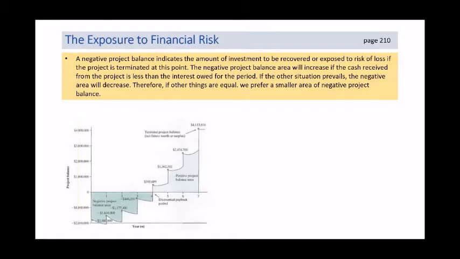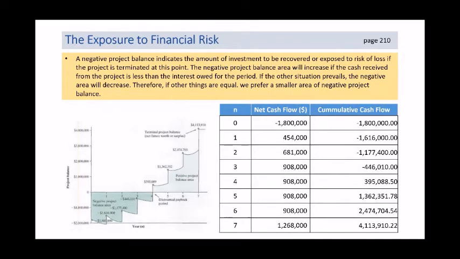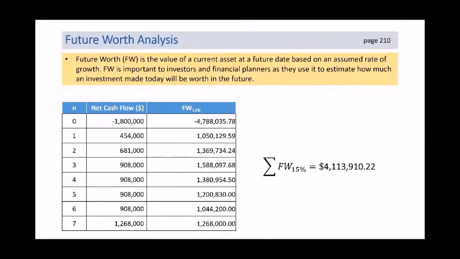And in relation to the future worth analysis, we define the future worth as the value at a future date, or that is the balance. So the future worth of the project is the balance of the project at the end of its life. If you have observed, the future worth is the last balance or the last line in the cumulative cash flow. And remember that the cumulative cash flow is the balance of the project.